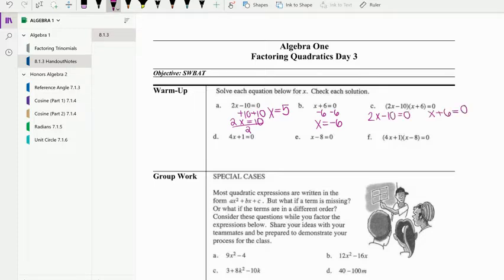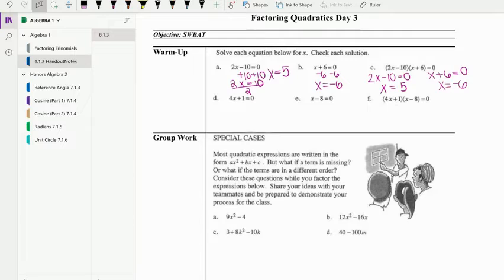And so on this one, we just solved it, so we should know that it's x equals -6. And again, we should know, because we also just solved this, that it's x equal to 5. And remember to check that these are right. You can always plug them back into the original equation.